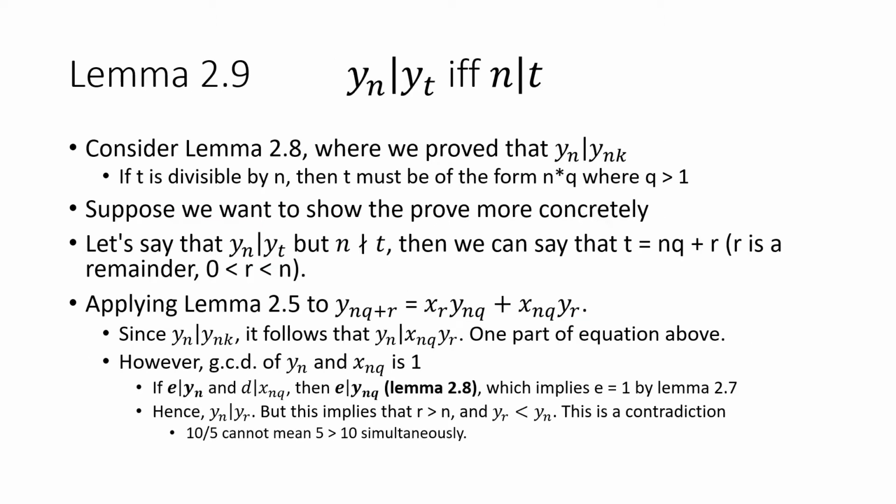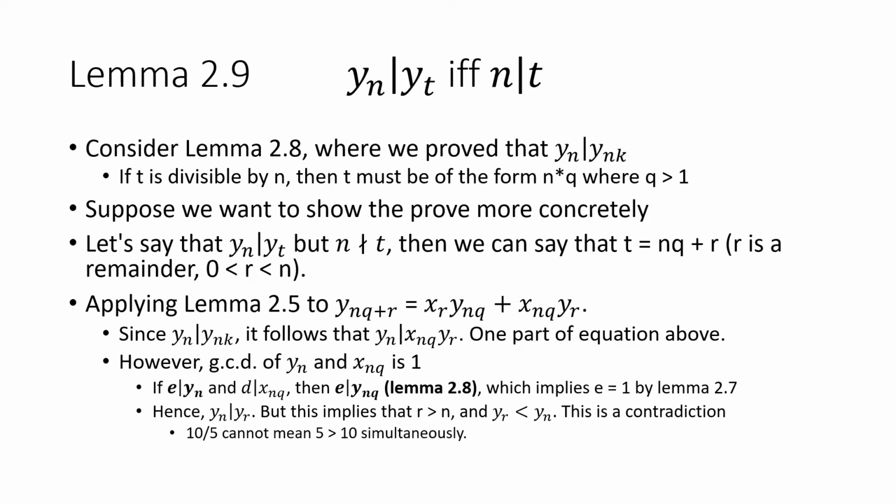So to start things off, we have lemma 2.9. What 2.9 is saying is that y of t is divisible by y of n if and only if t is divisible by n. If we consider lemma 2.8, we proved that y of n times k is divisible by y of n. Intuitively, we can think of this as n times k is divisible by n because we multiply n by k. So if t is divisible by n, then t must be in the form of n times q, where q is just any factor that you multiply n by.